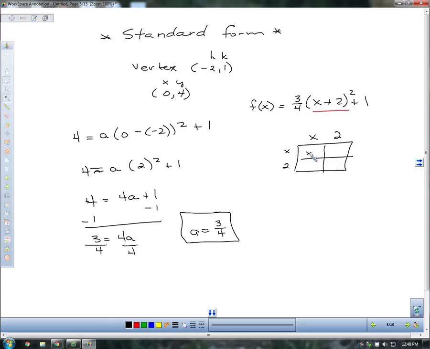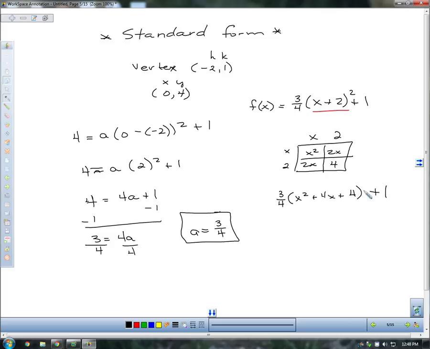X times x is x squared. 2 times x is 2x. 2 times 2 is 4. Okay? So I still have a 3/4 out front, and I'm going to multiply that by x squared plus 4x plus 4, and then I'm going to add 1. Okay, here's a place where a lot of people make mistakes, and I want to make sure that you don't. We have to distribute this before we add the 1.